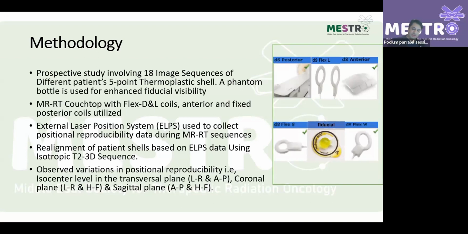Then he used the fiducial marker, which is also showing here. This fiducial marker is more than 6 millimeters in diameter. And then he observed the variations in the positional reproducibility. His work was, let's suppose, he first put the patient on the external lasers, then he shifted to the isocenter, then he checked this variation.